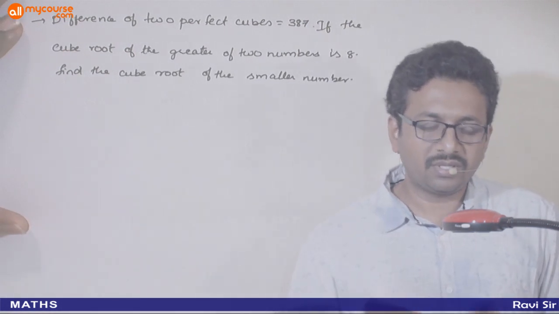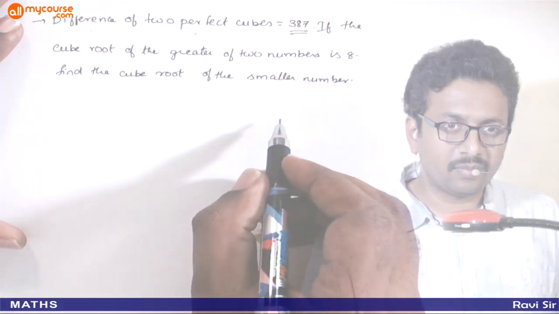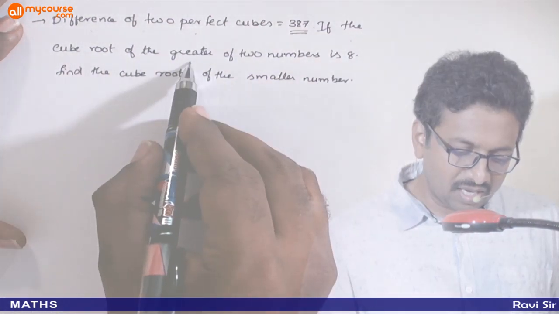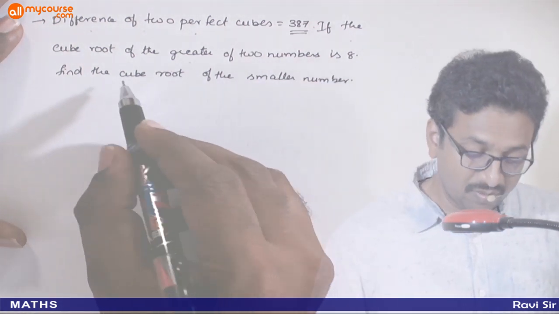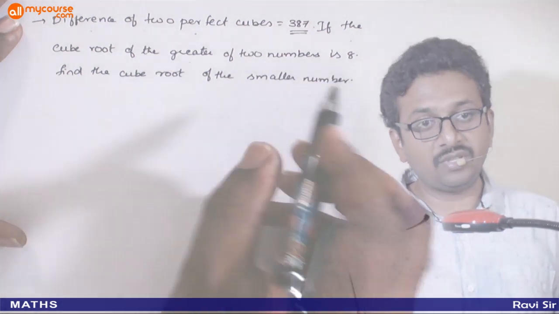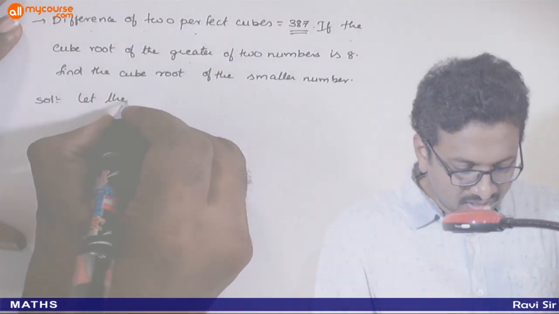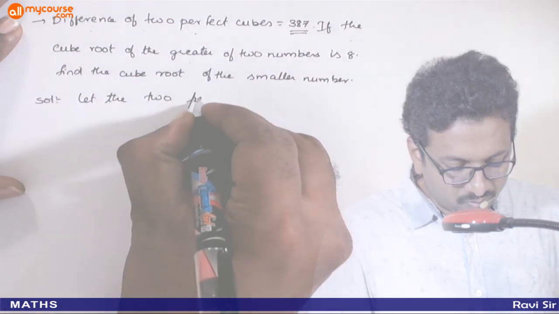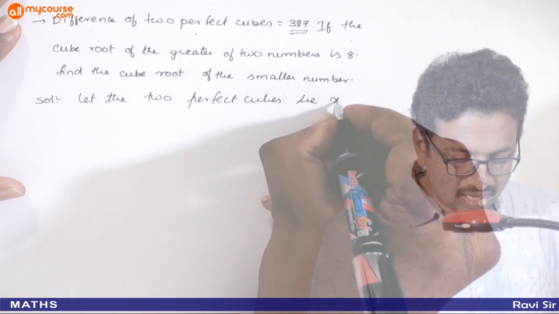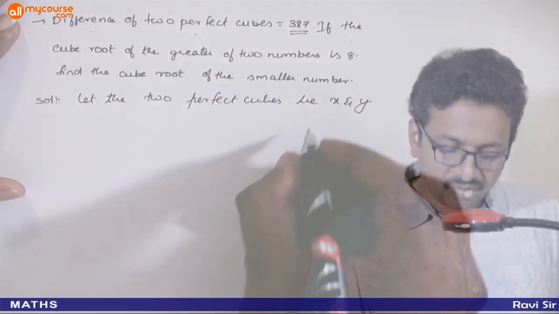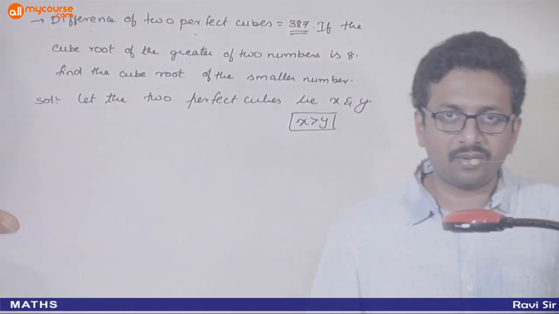Last question that we are going to see is the difference of two perfect cubes is 387. If the cube root of the greater of the two numbers is 8, the cube root of the smaller number. So let the two perfect cubes be x and y. And let us say that x is greater than y. जो बड़ा number है वो x है, छोटा number जो है y.